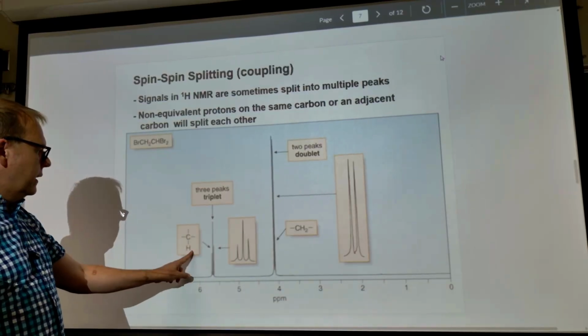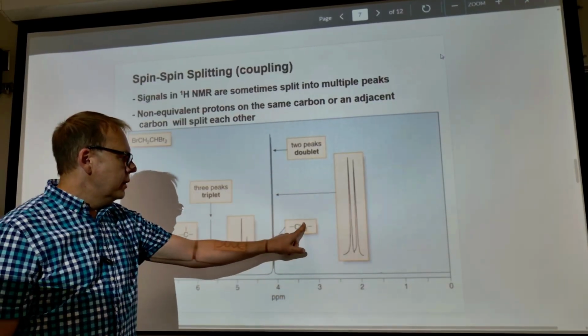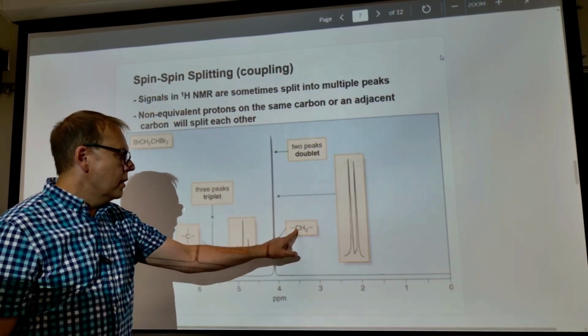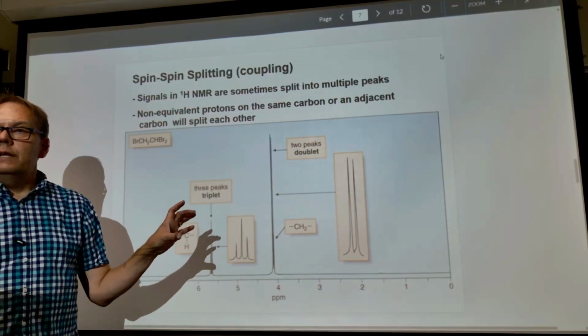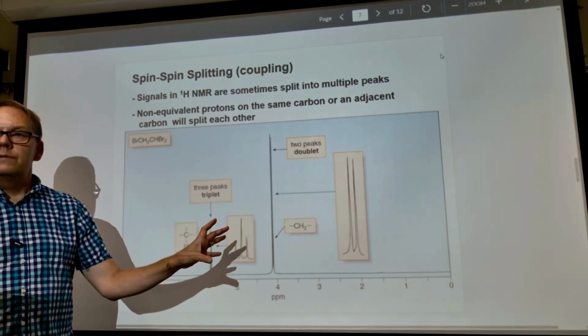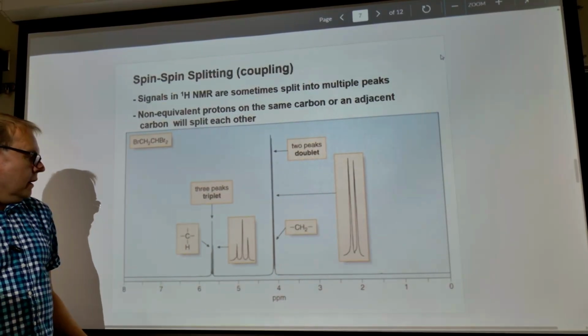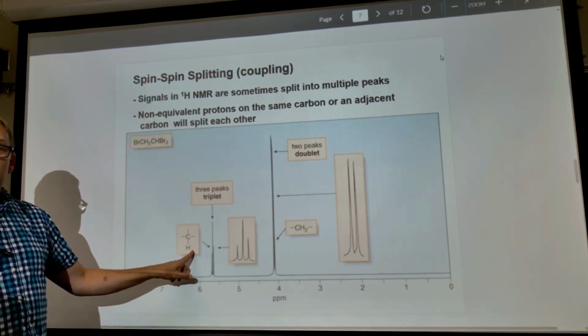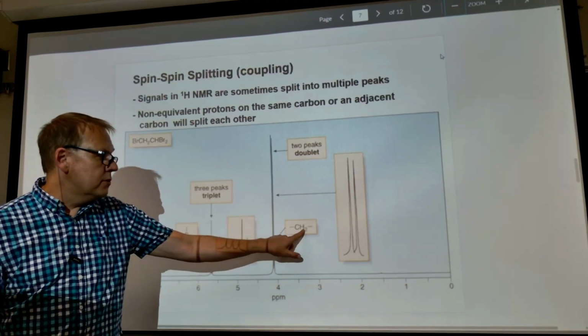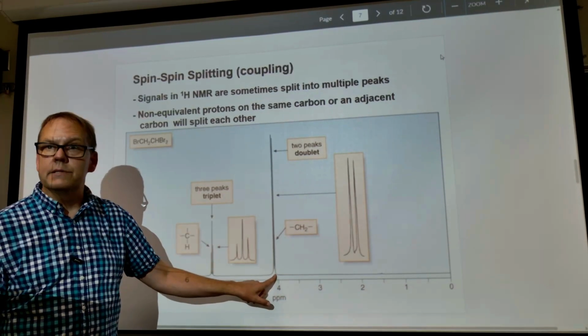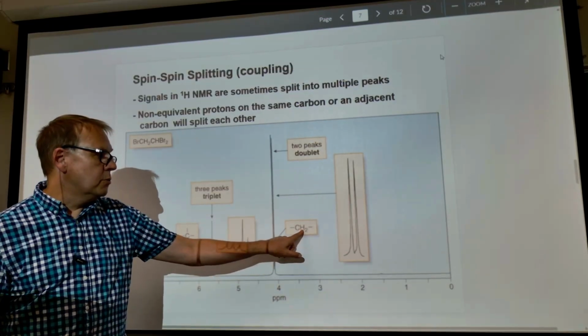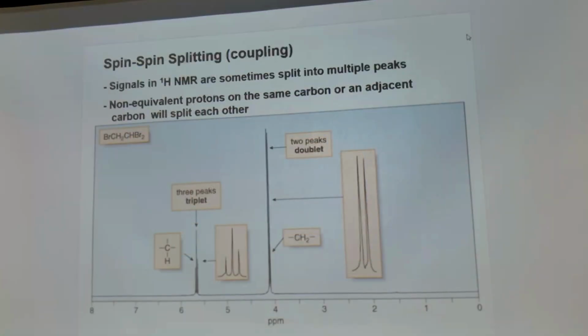Triplet for the one that has two neighbors, and then doublet because of the one neighbor. The thing you have to be careful of is it isn't the number of protons, it's how many neighbors it has. So this is one proton, but it has two neighbors, so that's a triplet. That's two protons, it just happens to be a doublet, that's a coincidence. But it's a doublet because it has one neighbor. The splitting tells you what is nearby. It tells you what neighbors are present. It's the neighbors that give the splitting.